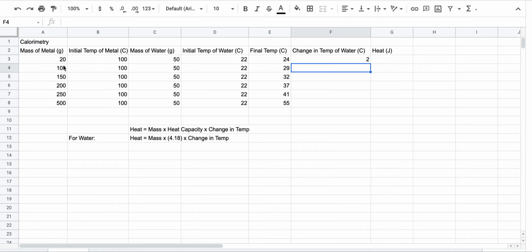When you put in 100 grams into the 50 grams of water, now the temperature went up to 29. When you put in 150, temperature went up to 32. 200, 37, 250, 41, 500, 55. Take a second and calculate the change in temperature for each of these different masses of metal that you put into the water. You can pause the video and calculate the change in temperature.